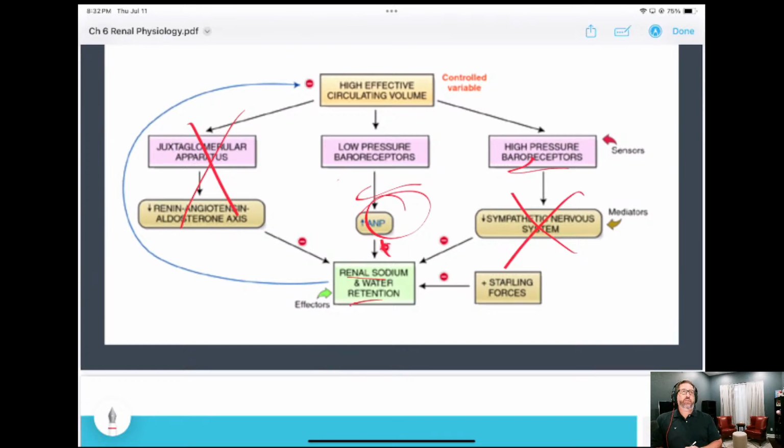So hopefully that answered your question regarding high and low effective circulating volume. Just know with a high effective one, there's too much volume in the system, we have to get rid of it. And the way we do it is natriuresis.